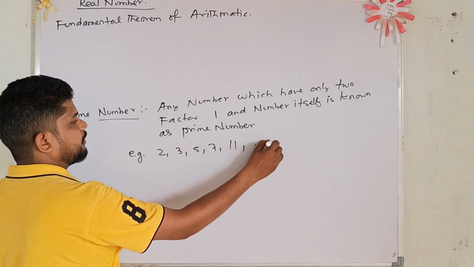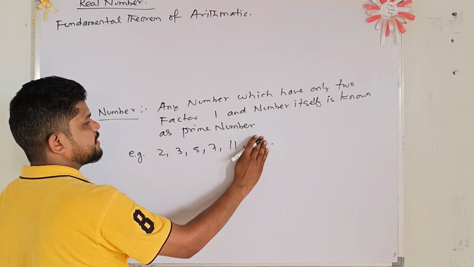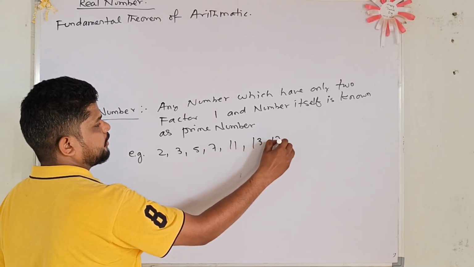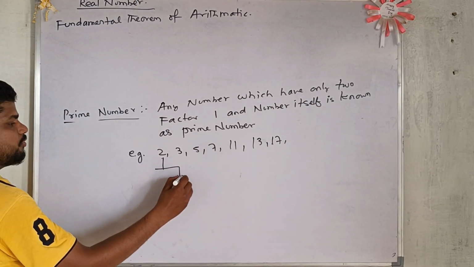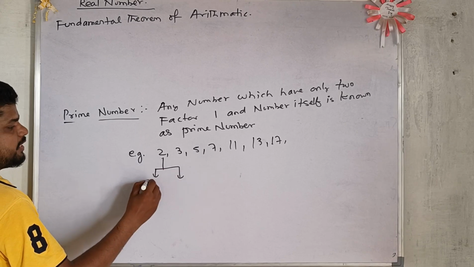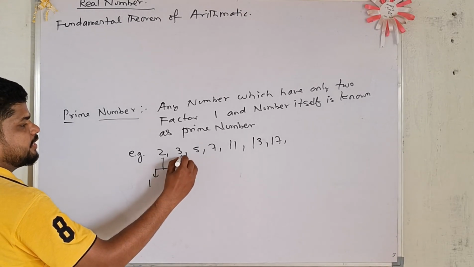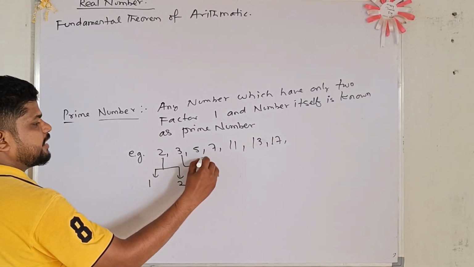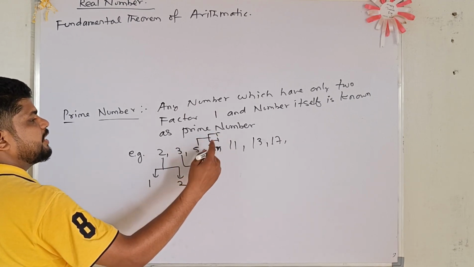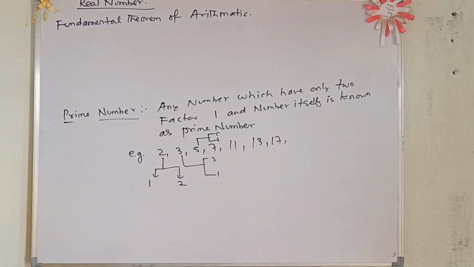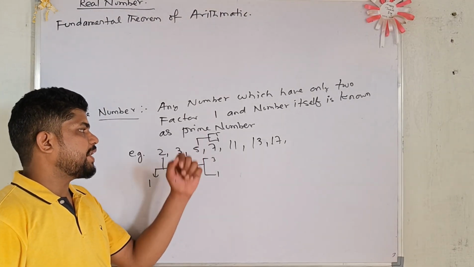Okay, 13, 17, because 2 has only two factors, 1 and the number itself. 3 we can write as 1 and 3 only. 5 has only two factors, 1 and 5 itself. Every number which has only two factors is known as a prime number.